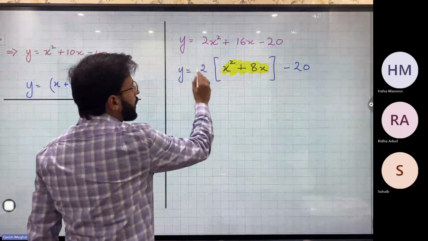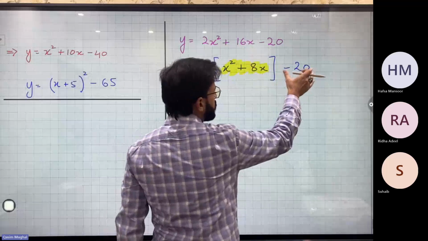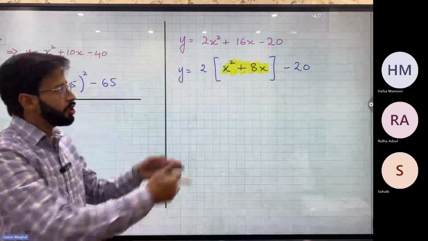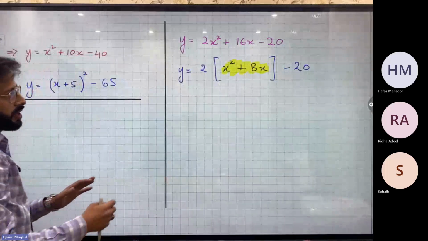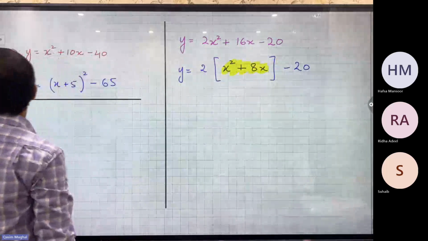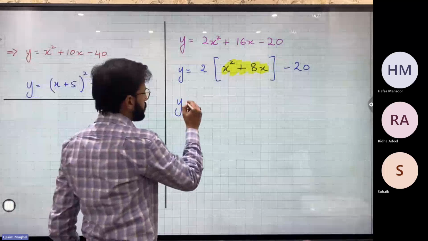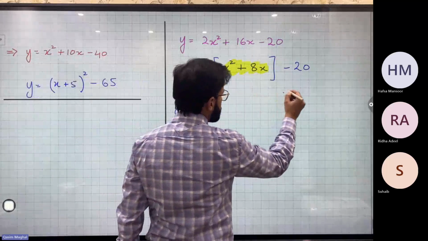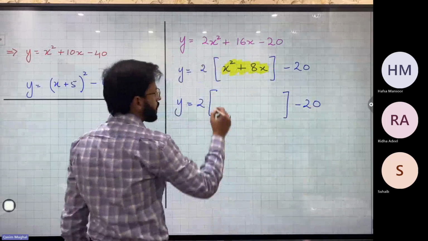This 2 outside, which is a factor of this, and this minus 20 outside, which is a separate term, we shouldn't be bothered about them. We will carry them along as it is. So we will be applying the completing square process inside these large square brackets. So y equals this 2 as it is. Inside the square brackets, let's complete the square.